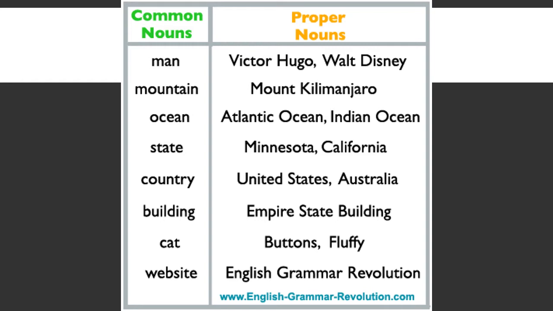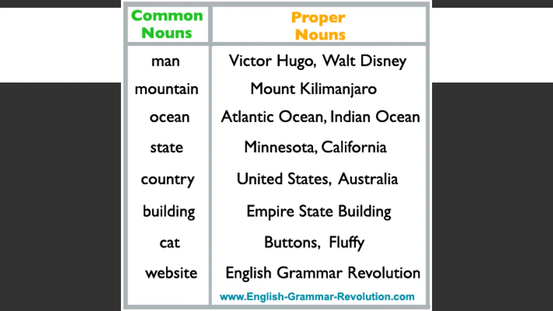Here I have given you some examples to show the clear discrimination between common nouns and proper nouns, how they are categorized. The common noun is men, and proper nouns can be Victor Hugo, Walt Disney, Amitabh Bachchan, Amir Khan. They are the names, so they will be proper nouns. Common noun, mountain. Proper noun will be Mount Kilimanjaro, Mount Everest.